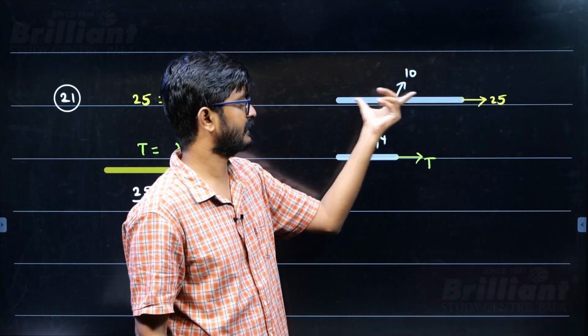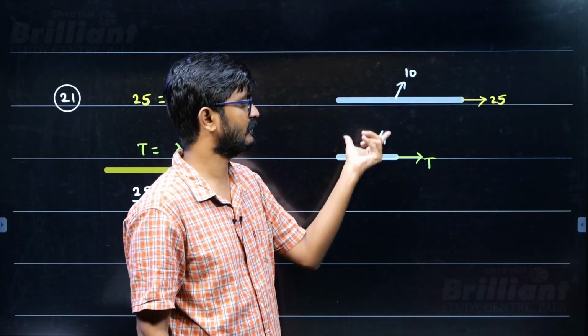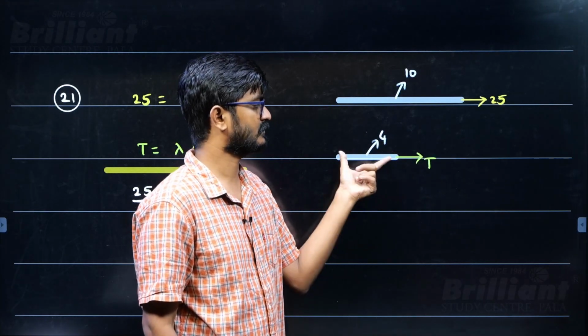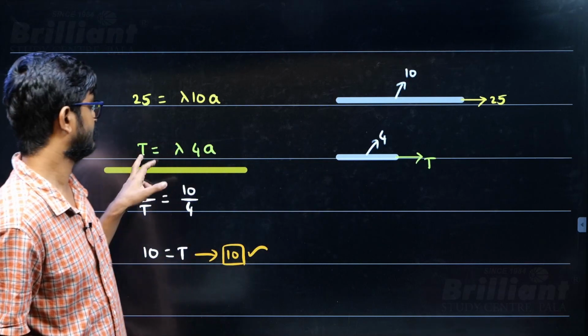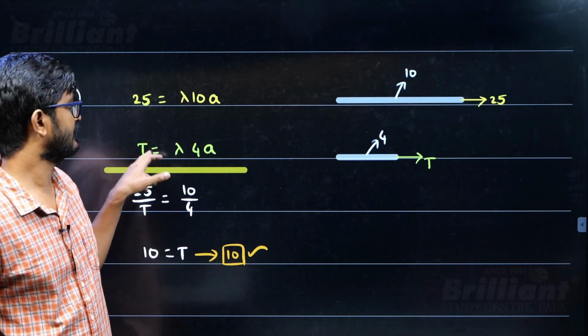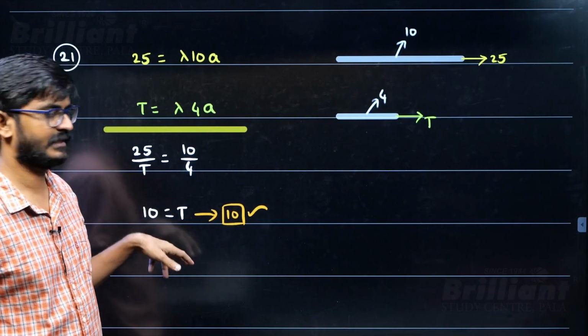So if this is 6 meter, if I draw the rest of the part, this length is going to be 4 meter. So why is this accelerating? There is some tension. So tension equals mass times acceleration. They are asking for tension, so you can directly take the ratio and you will be getting the tension.